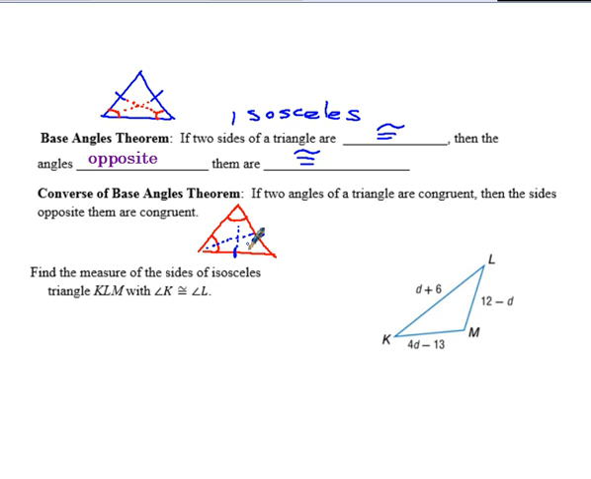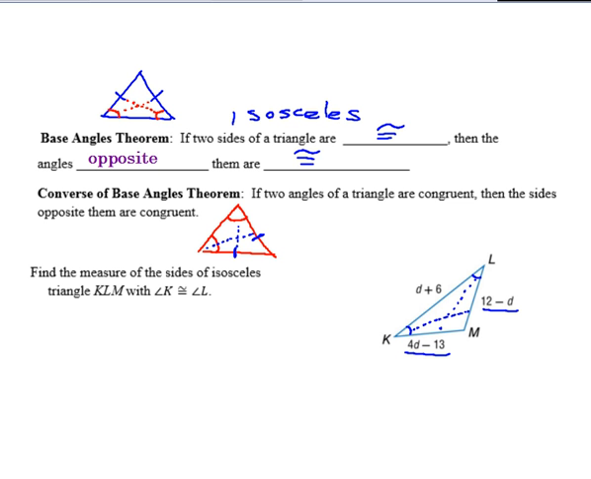So here's an example of where we would see something like that. It says, find the measures of the sides of isosceles triangle KLM with angle K congruent to angle L. So we know that this angle here is congruent to this angle here. And so now we're going to use the base angle theorem, or the converse of the base angle theorem, to figure out which of these two sides to set equal to each other. So based on this, I know that this side here and this side here are going to be congruent, or equal to each other.